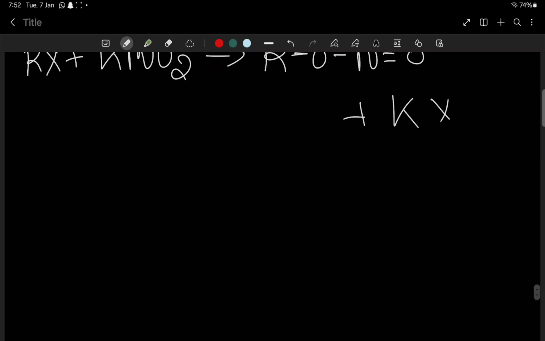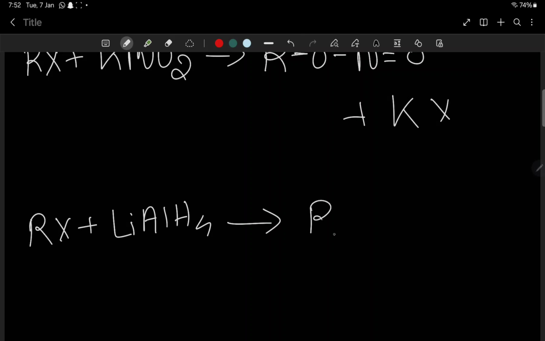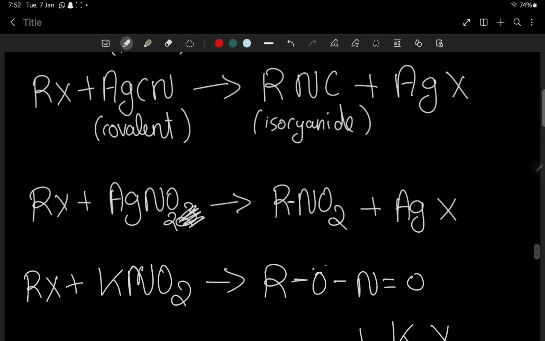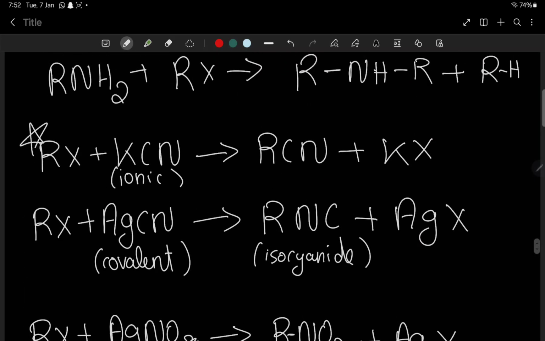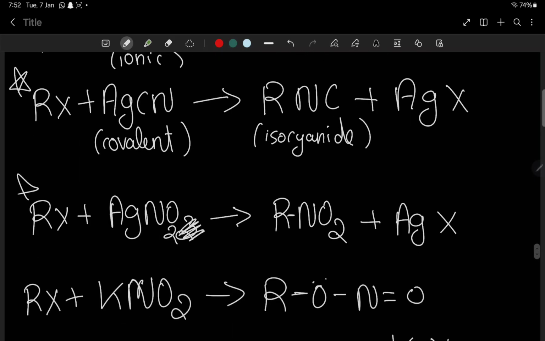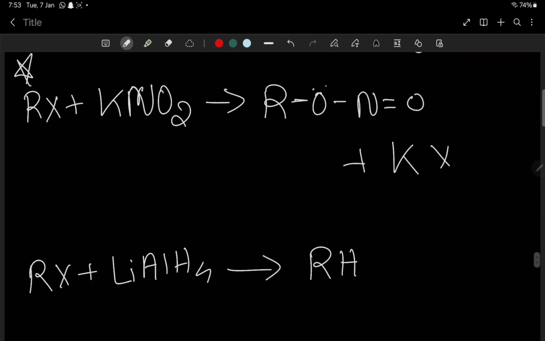So we will be doing only this many examples. Now if we are using RX plus lithium aluminium hydride, it's a reducing agent, so this will be reduced to a hydrocarbon. Okay. So these four things are the most important. They can ask questions on these four things directly. Okay, over.